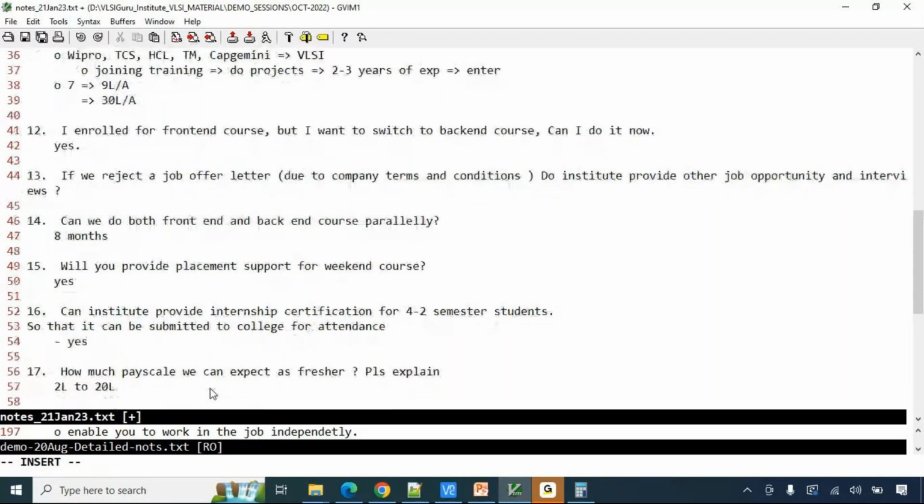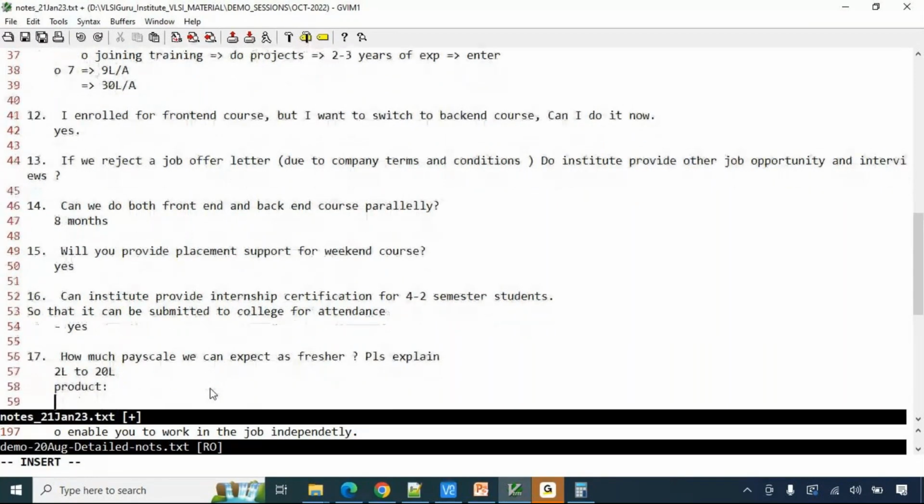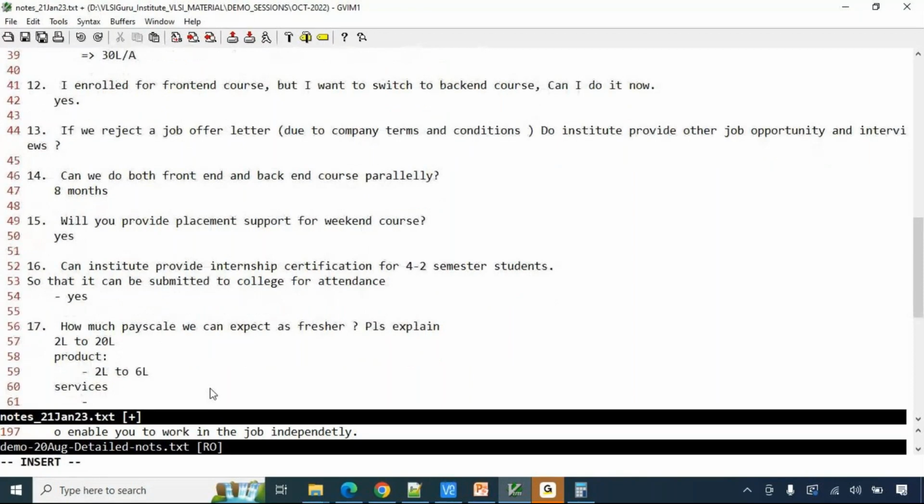See, companies are of two types: product and service. The product company salary ranges from 2 lakhs to 6 lakhs. Service company ranges from 6 lakhs to 20 lakhs. I have one company who has paid 20 lakhs also. A few product companies paid 15 lakhs also. A few product companies paid in the range of 6, 7 lakhs also. Then I have some service companies who paid in the range of 2 lakhs to 6 lakhs also.